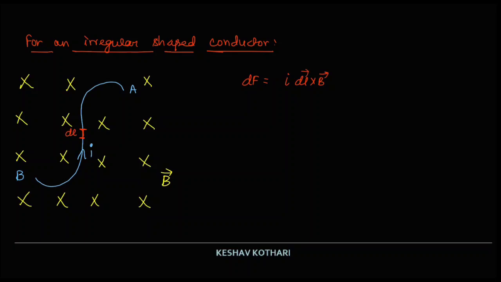So if we integrate this expression along the entire length of this conductor, we will attain something like this: F is equal to I integration of dl cross B, and we write it in this sense that F is equal to I L naught cross B vector, where L naught is the length of this conductor measured between the two ends. So if I join the two ends, then this is the length L naught.